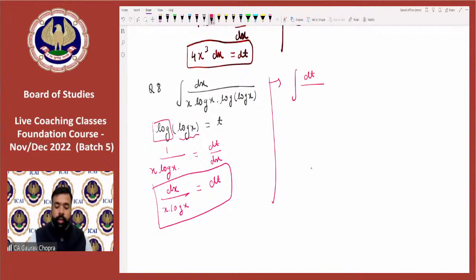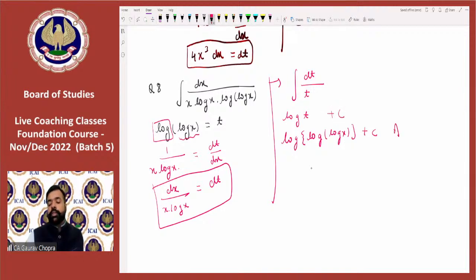So dt upon t, and log of log x was assumed as t. Now integration of 1 by t is simply log of t. And in place of t, what we have assumed was log of log x, and then plus c. So this becomes the final answer. Log of log of log x, and then plus c.